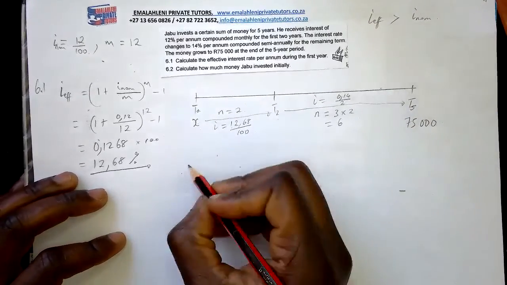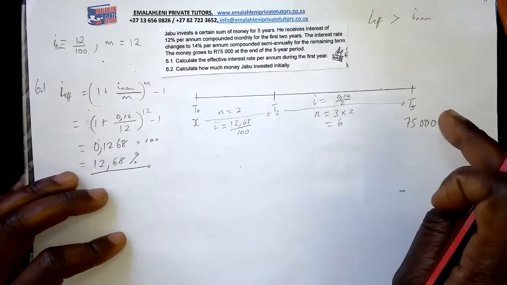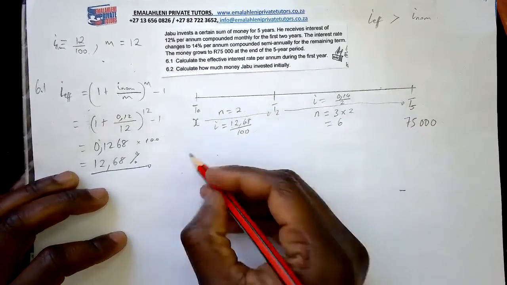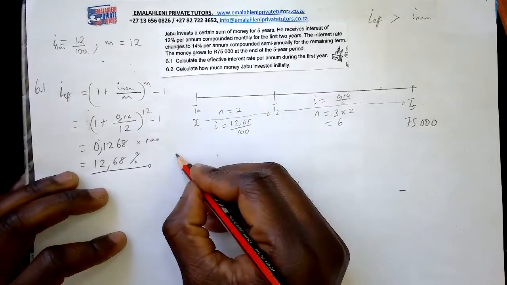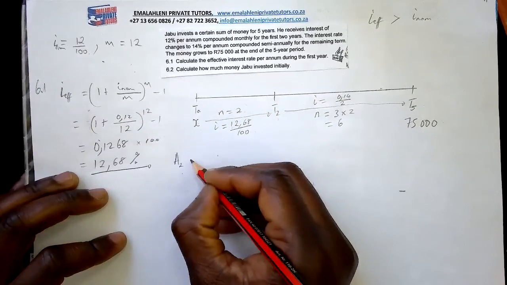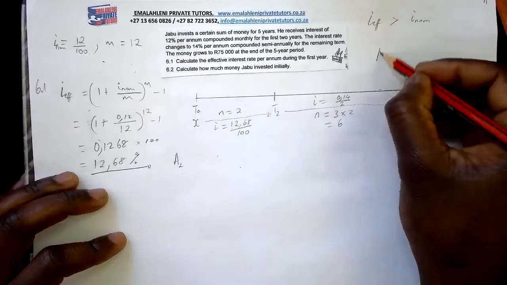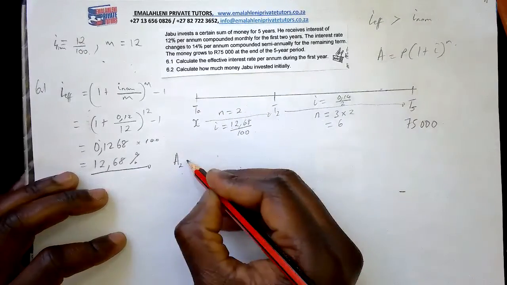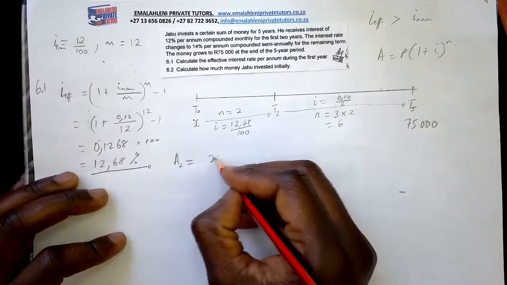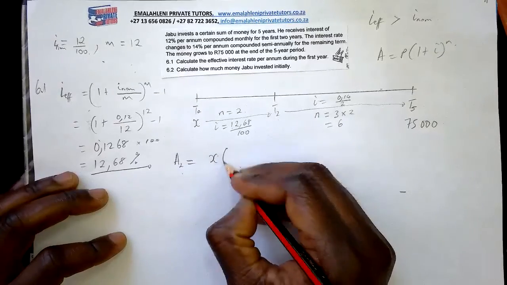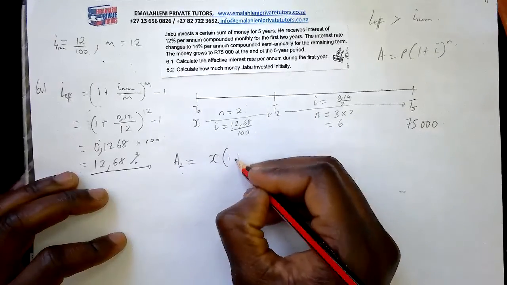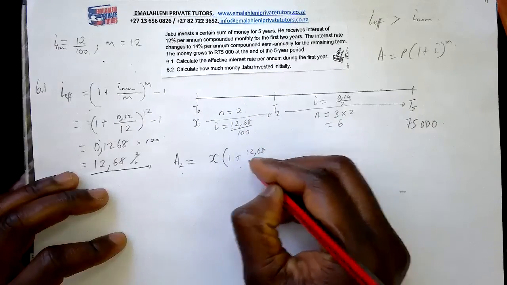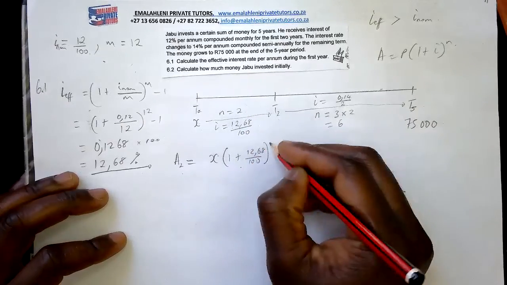So now we want to find how can we get this X? This is what we are looking for now. We are looking for X in this case. So we're going to say X, the accumulated amount for the first 2 years. We use the formula A is equal to P(1 plus I) to the power of N. So for the first one, A2, we're going to say X, which is the principal amount, in the bracket, 1 plus I. What is our I? It's our 12,68 over 100 to the power of what? To the power of 2.